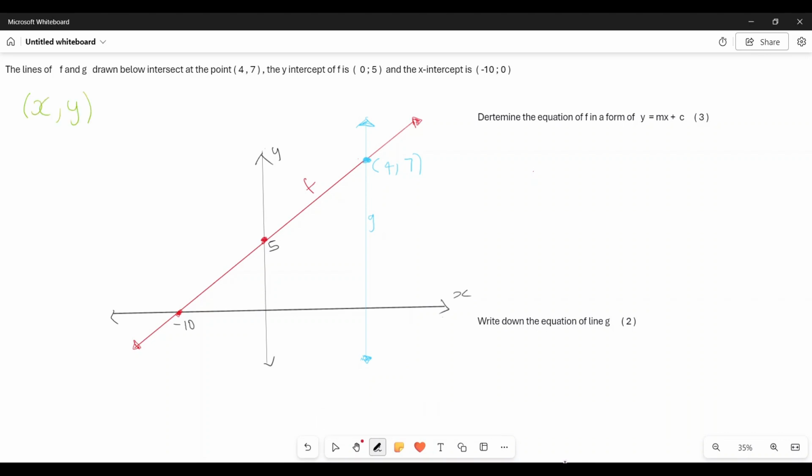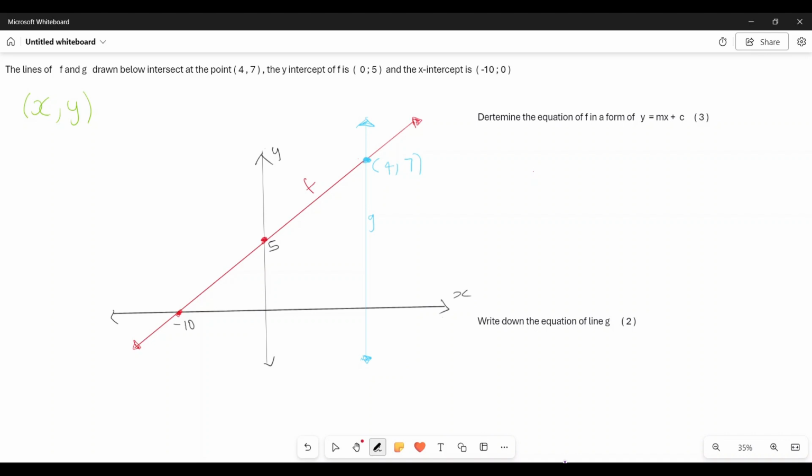Now the y-intercept of f is (0, 5), right? F, remember, is the red. This is where it intercepts your y-axis, and then the x-intercept is at (-10, 0), right? Now, write down the equation of f, which is the red graph, in the form of y equals mx plus c. Now, how would we be able to do that?